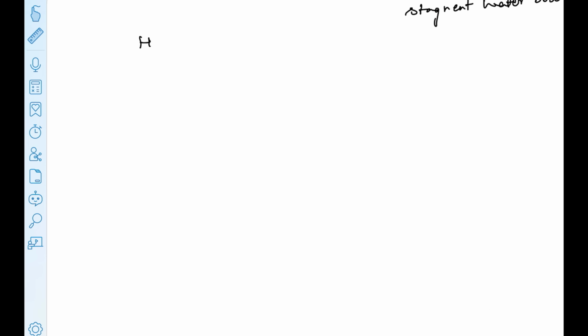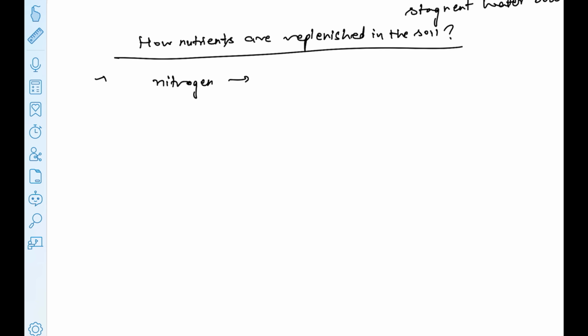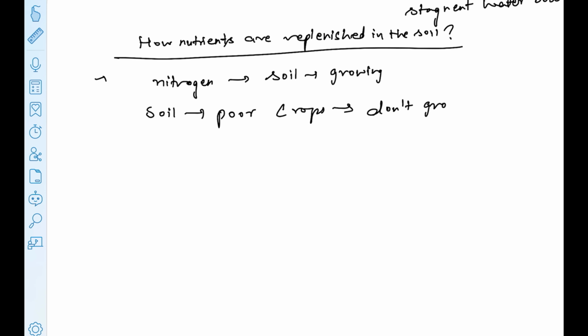Now the last topic of your chapter is how nutrients are replenished in the soil. We know plants take nutrients like nitrogen from the soil while growing. So if nutrients are not returned, soil becomes poor and crops don't grow well. Nutrients are replenished or refilled in these ways. First, by decomposition of dead plants and animals.